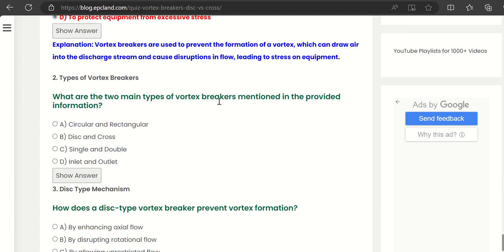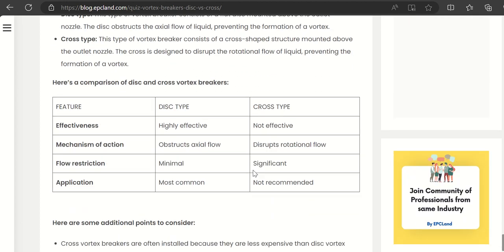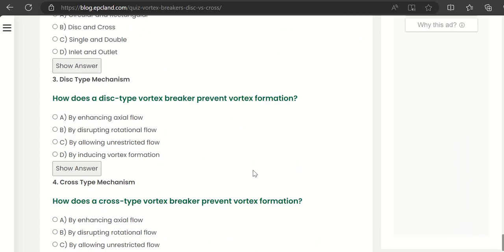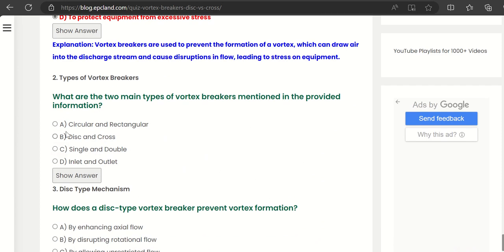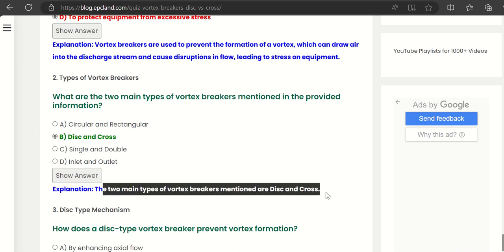Now let us see types of vortex breaker. What are the two main types of vortex breakers mentioned in the provided information? We looked into some literature here, so we know what kind of vortex breakers are available: circular, rectangular, disc type, single, double, inlet and outlet. It is very simple: disc and cross. So let us see. This is the correct answer in green color. The two main types of vortex breakers mentioned are disc and cross.